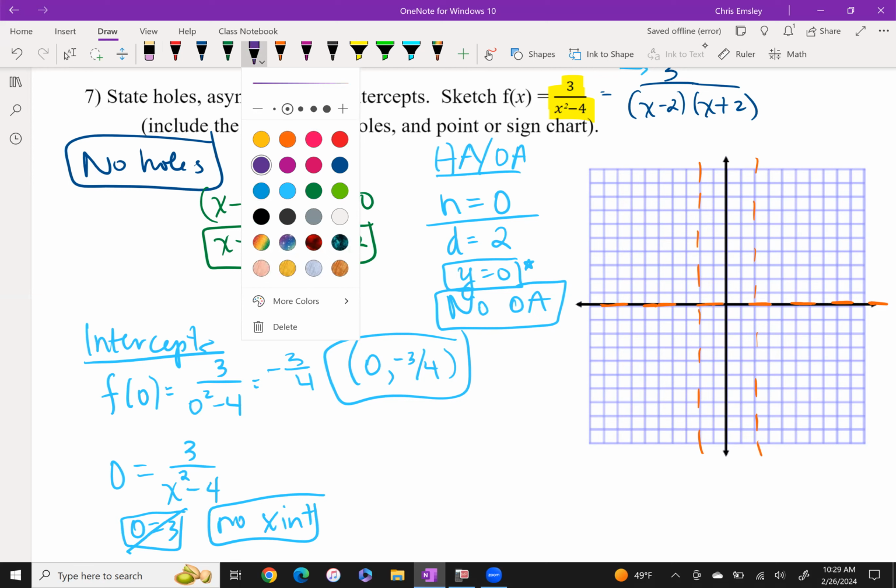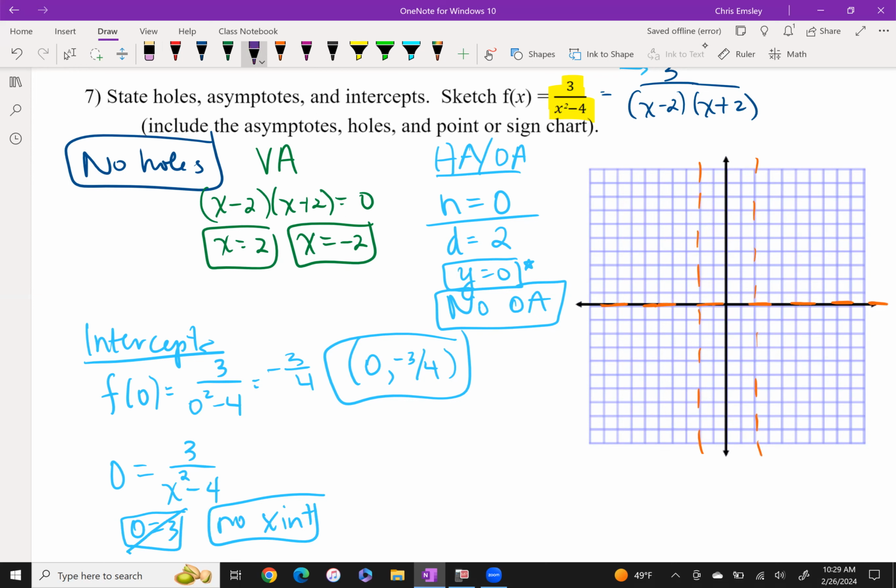Then I go ahead and plot any intercepts that I have, any points that I already know. I only have one, (0, negative 3/4), which is about here. Okay, and from there, I'm going to need a t-table to figure out some more points. So I'm going to start here in this middle section. Since I already have that y-intercept, I want to know what's happening when x equals 1 and negative 1.